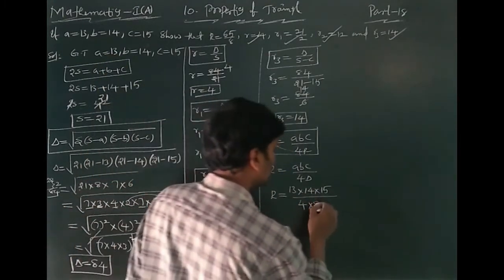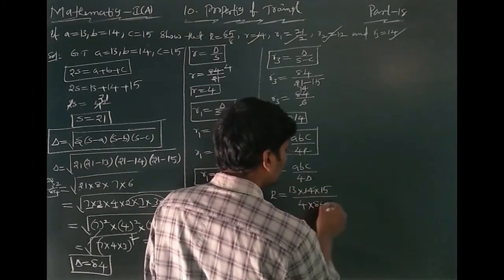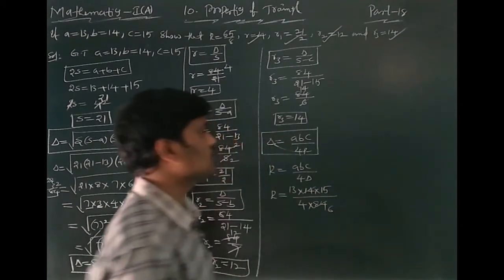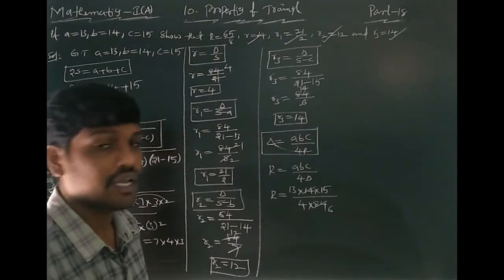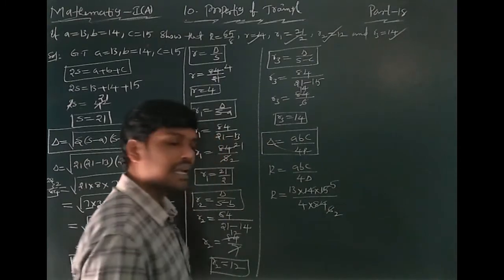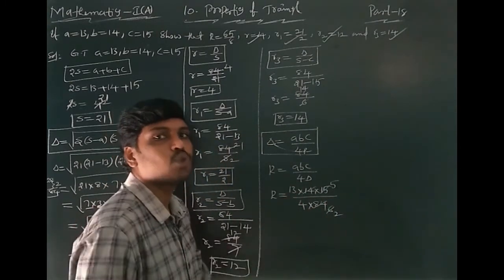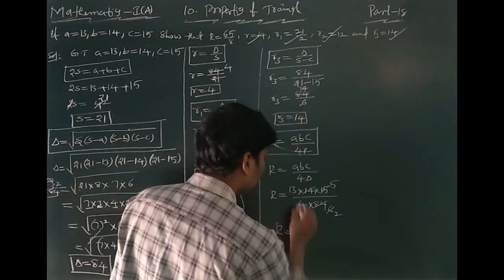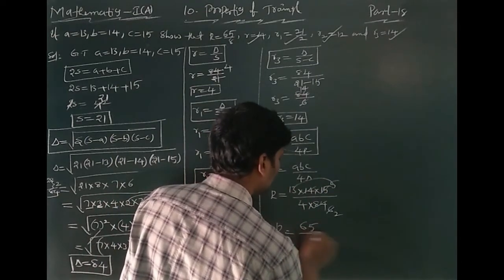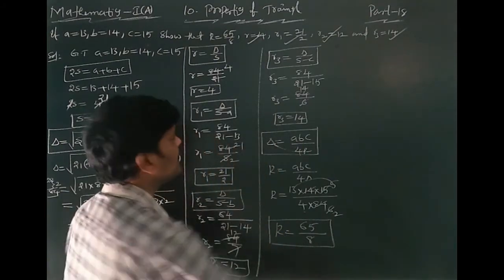Delta value is 84. 14 ones are 14, 14 sixes are 84. Next, 3 fives are 15, 3 twos are 6. Now 14 is cancelled, 13 is not cancelled, 5 is not cancelled. Why? Because these two are parallel. That's why capital R equals 13 into 5 by 4 into 2. 13 fives are 65, 4 twos are 8. This is the capital R value, 65 by 8.